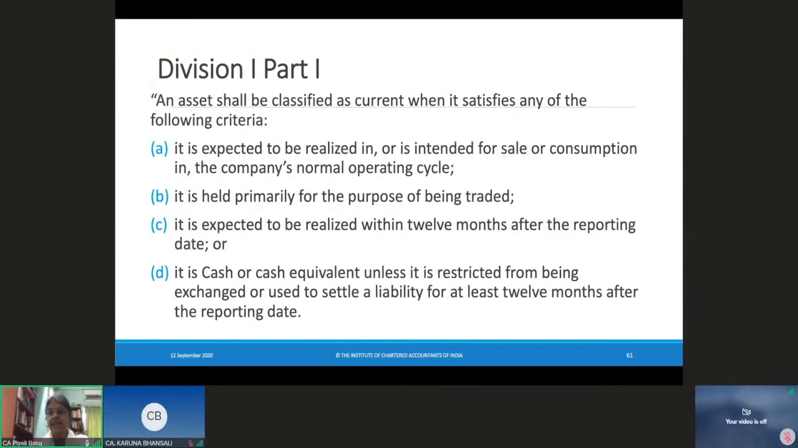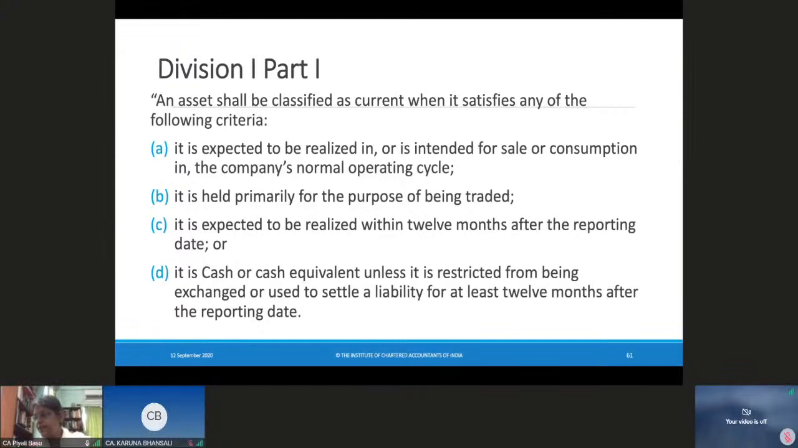So the management is saying this is current, and the auditor is saying this is not current because it is 15 months. The management says no, it is current because the operating cycle is 15 months. So which one will be correct? The auditor is saying that because it will not be realized or consumed within 12 months after the reporting date, it is not current, or is it the operating cycle of 15 months? Which one is correct? That's my question.